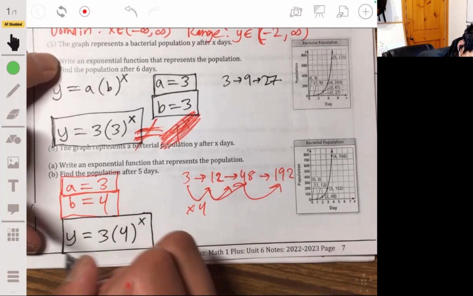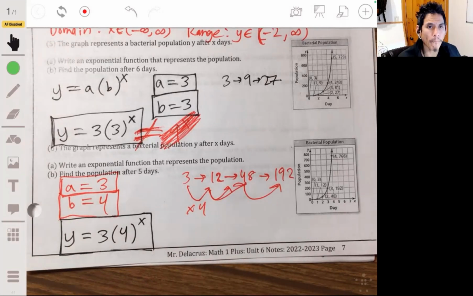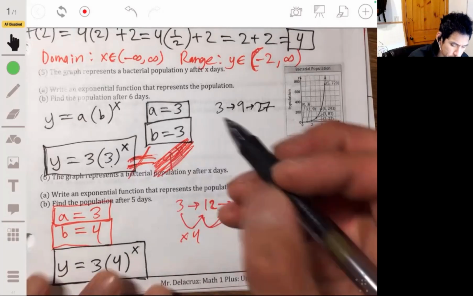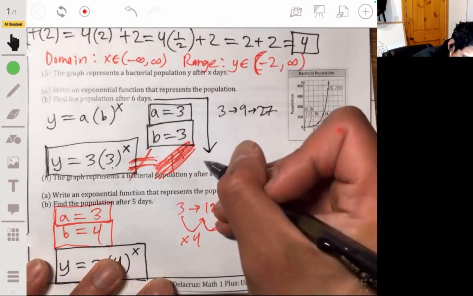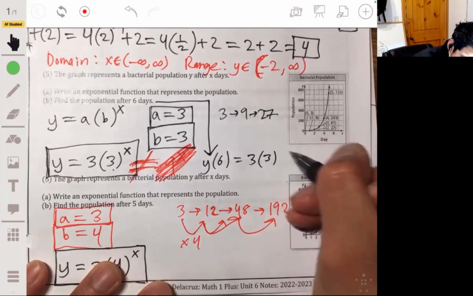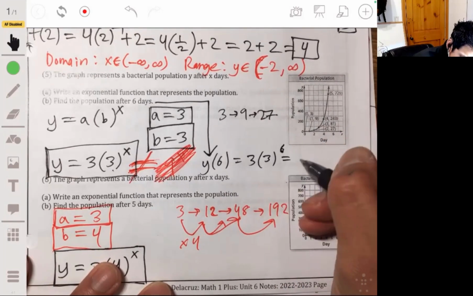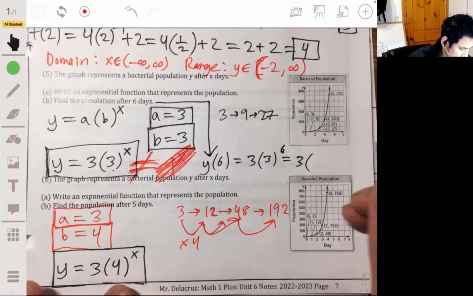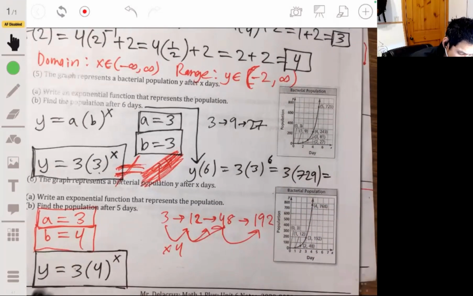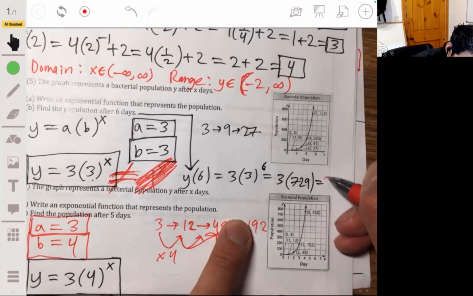All right. Oh, I forgot to do part B. Find the population after 6 days for this. So for that, we just do y of 6. We plug in 6. So 3 times 3 to the 6th power. 3 to the 6th power is 729. And so we get 2187.